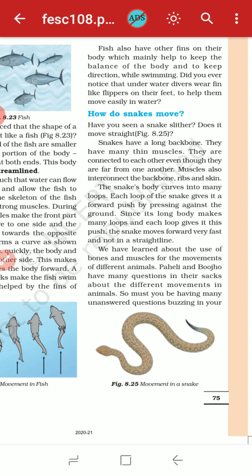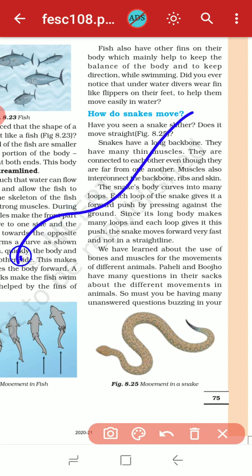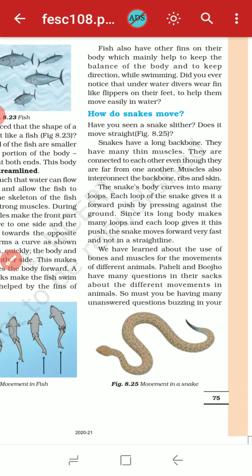The snake's body curves into many loops. Each loop of the snake gives a forward push by pressing against the ground, and since its long body makes many loops and each loop gives this push, the snake moves forward very fast and not in a straight line. Loops means, for example, this is the snake. Here they have these kinds of loops. With the help of this they can move easily.